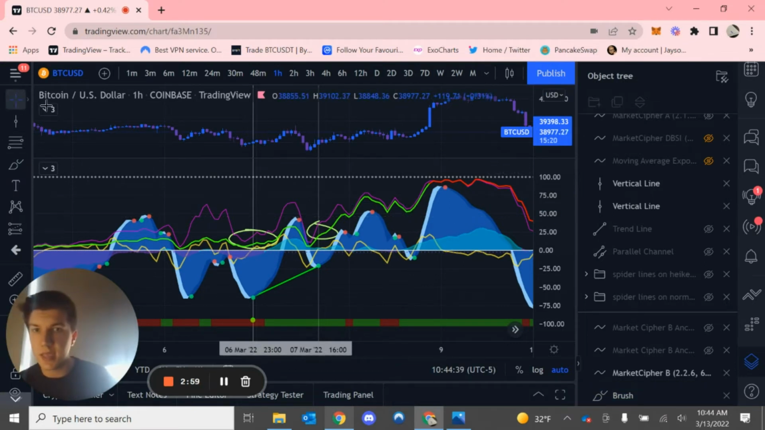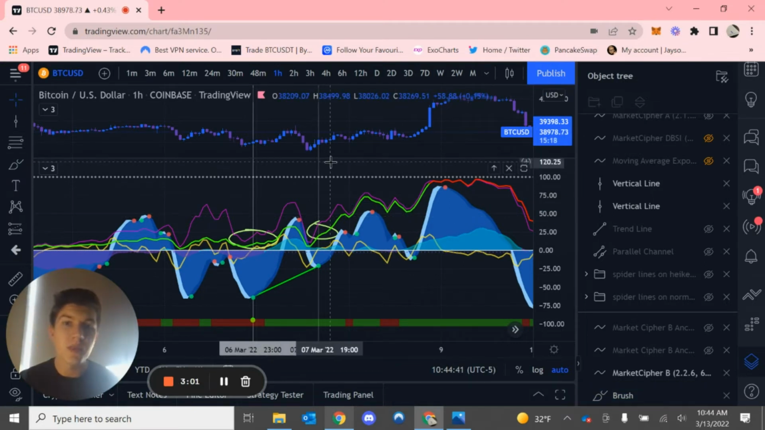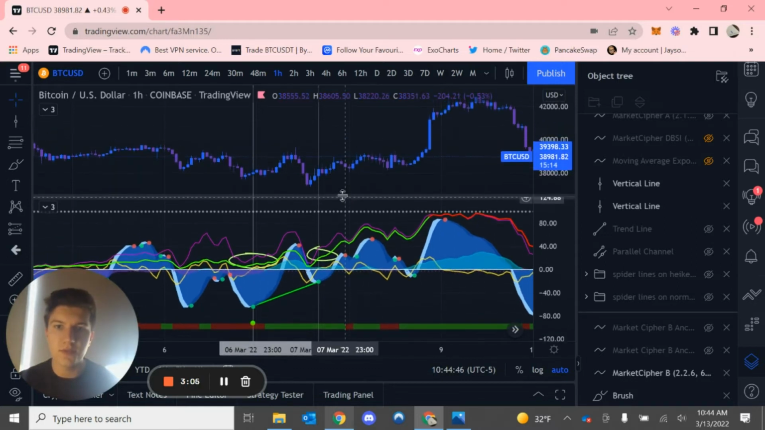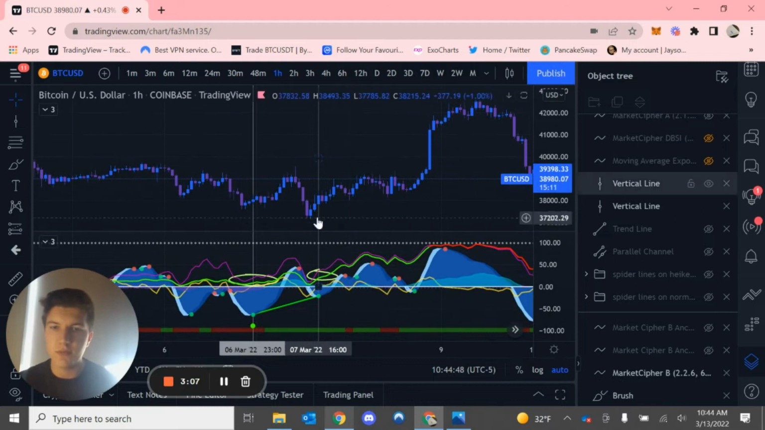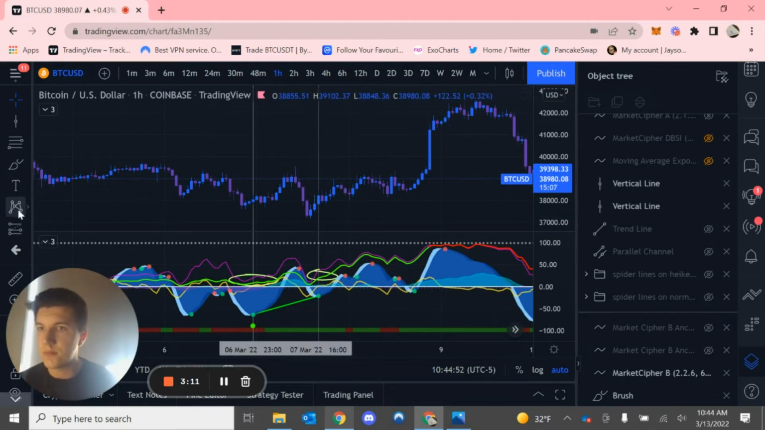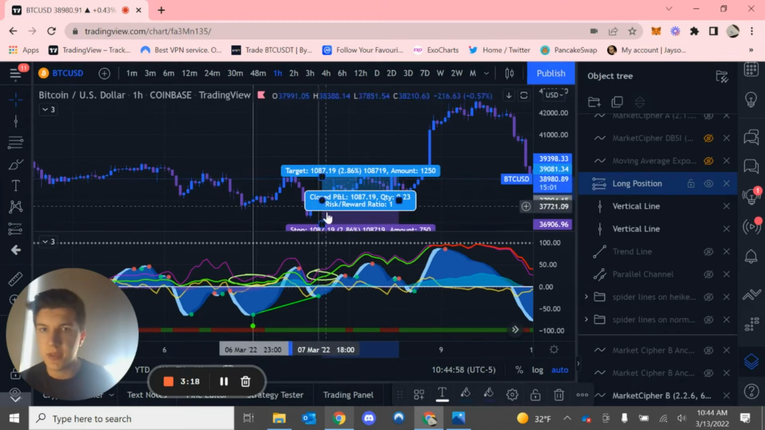But don't overthink it. And so what you want to do is that you'll enter as soon as this divergence confirms, as soon as we get a green dot printing. And so you guys would have entered a long position on the opening of the next candle. So this candle right here.